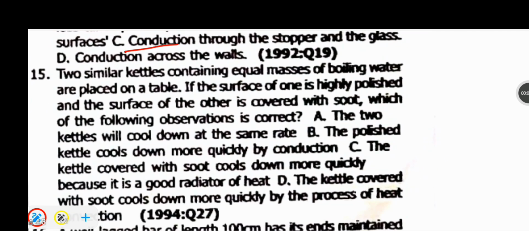Then two similar kettles containing equal masses of boiling water are placed on a table. The surface of one is highly polished and the surface of the other is covered with soot. Soot is like carbon, black in color. Which of the following is correct? This is just like the similar one we did that time. Just know that if something is black, it will radiate heat faster, or it will absorb heat faster, either of the two. In this question there is boiling water inside the container. The one covered with soot should get colder because it is black, so it will lose its heat fast. So let's go through the options.